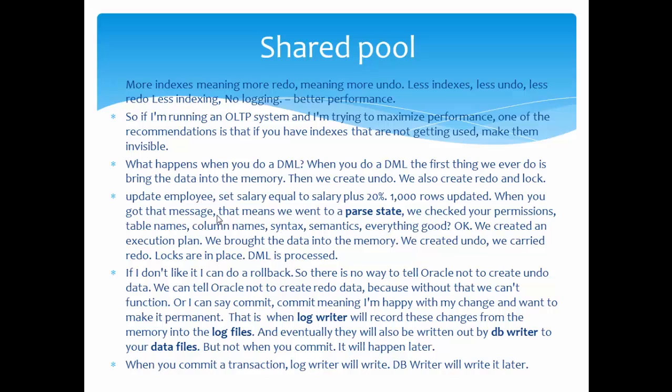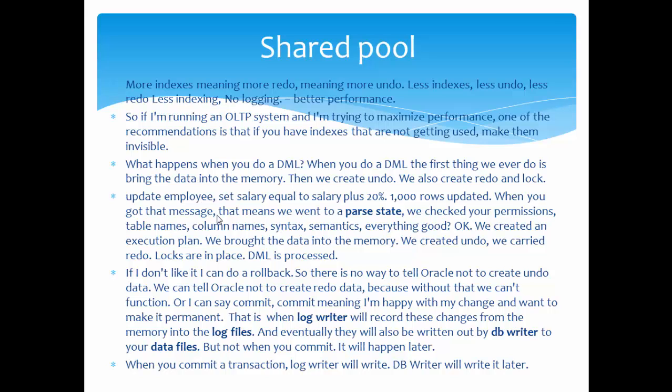What happens when we do a DML? When you do a DML, the first thing we do is bring the data into memory. Then we create undo. We also create redo and lock. Update employee, this is an update statement. Update employee set salary equal to salary plus 0.2 or 20%, which is 20 by 100. Then you get 100 rows updated. That's the message you get.